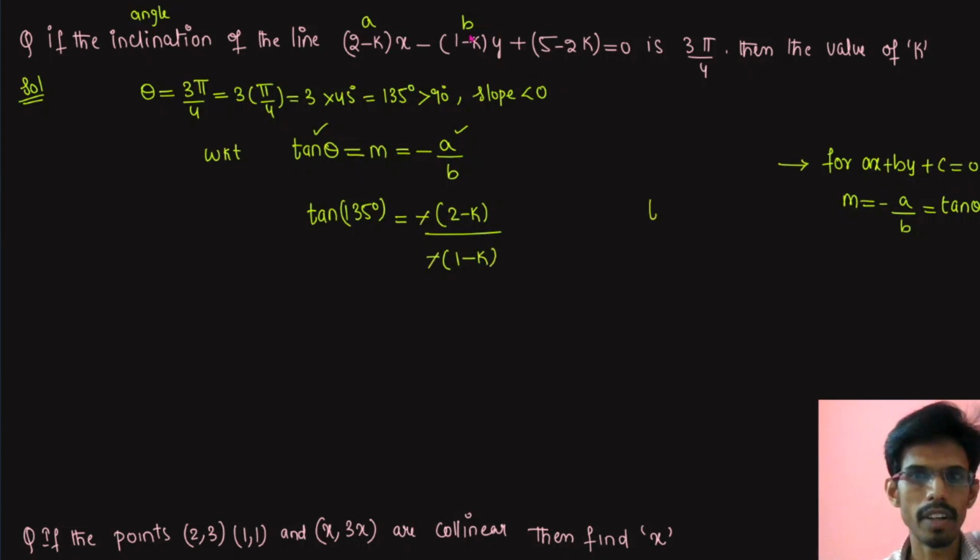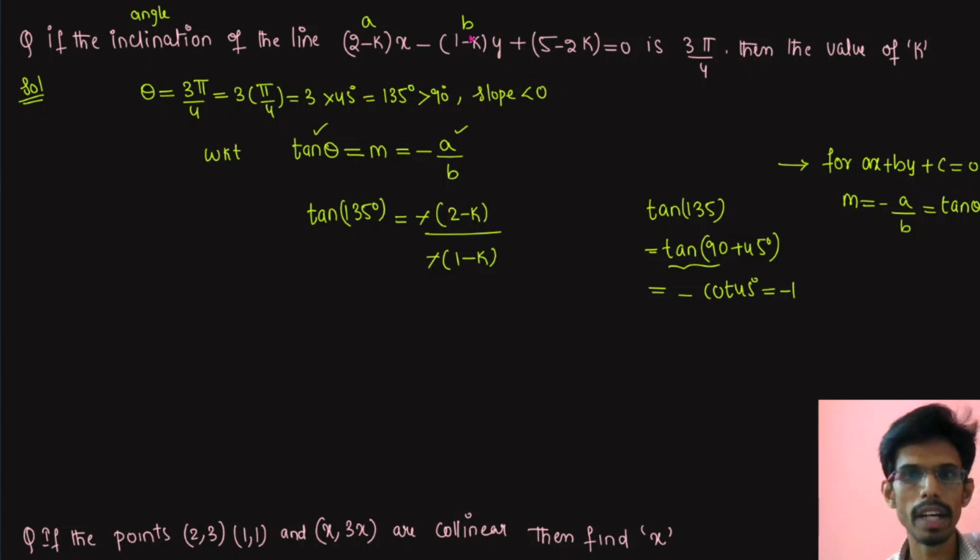Tan 135 value is minus 1, because tan 135 is tan of 90 plus 45. Tan of 90 plus theta means minus cot theta, so minus cot 45. Cot 45 is 1. So we get tan 135 degrees is minus 1. So keep this in mind: tan 135 will be minus 1.